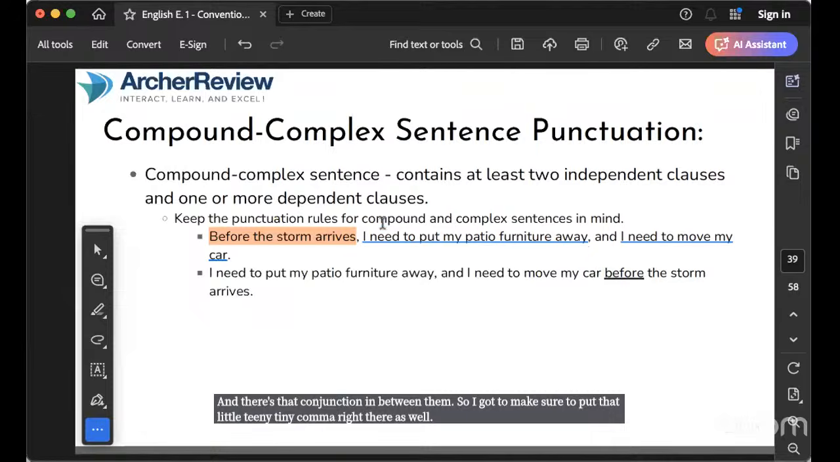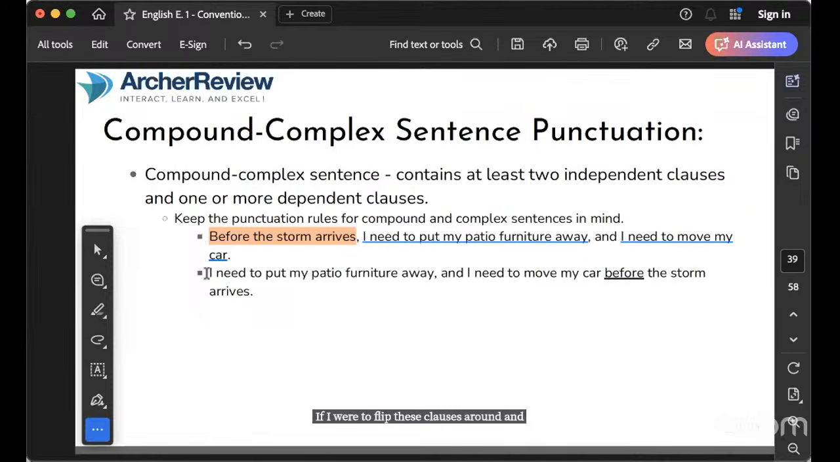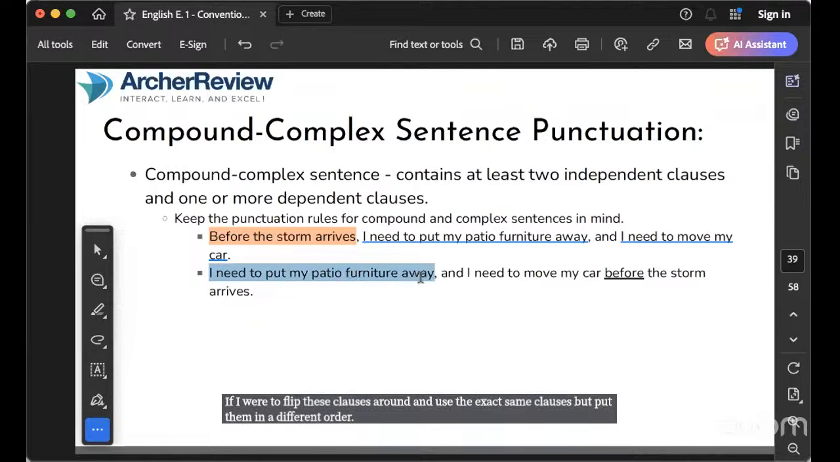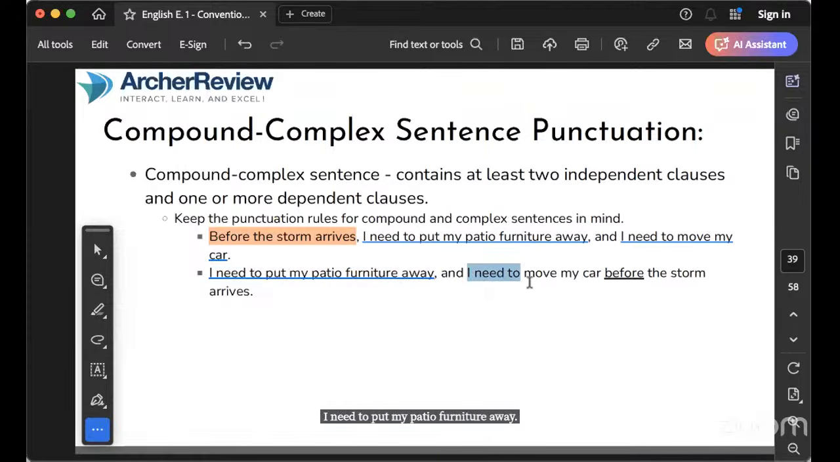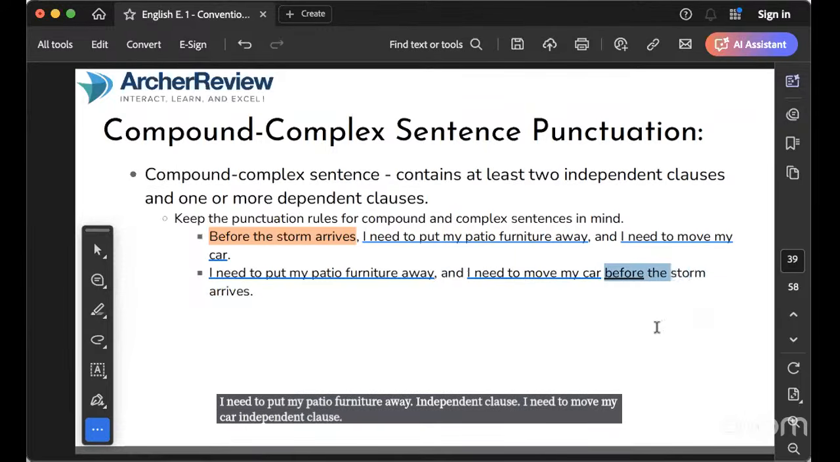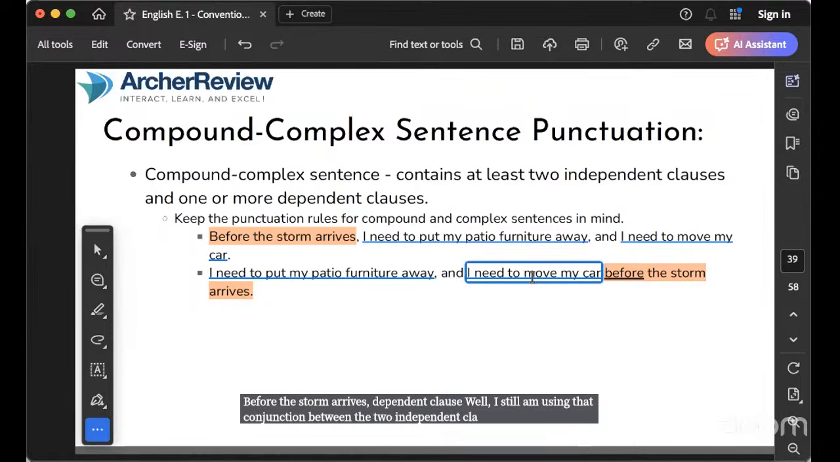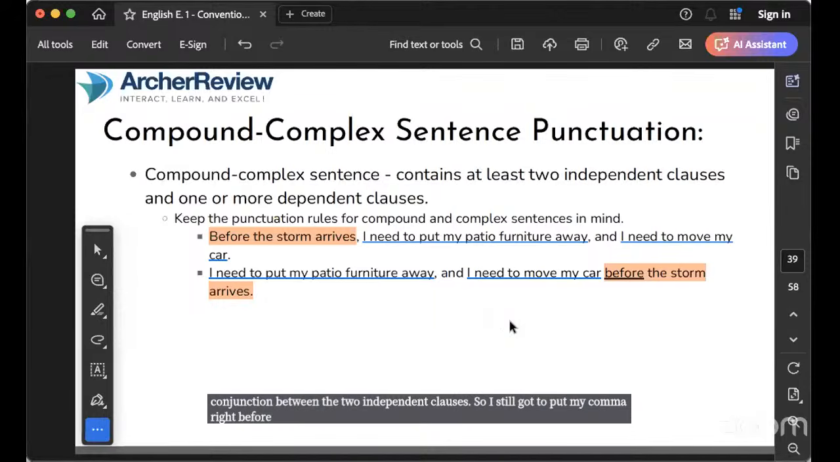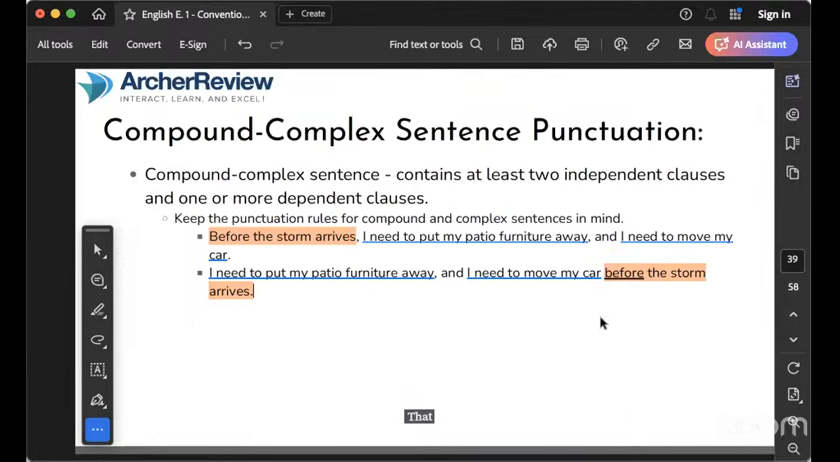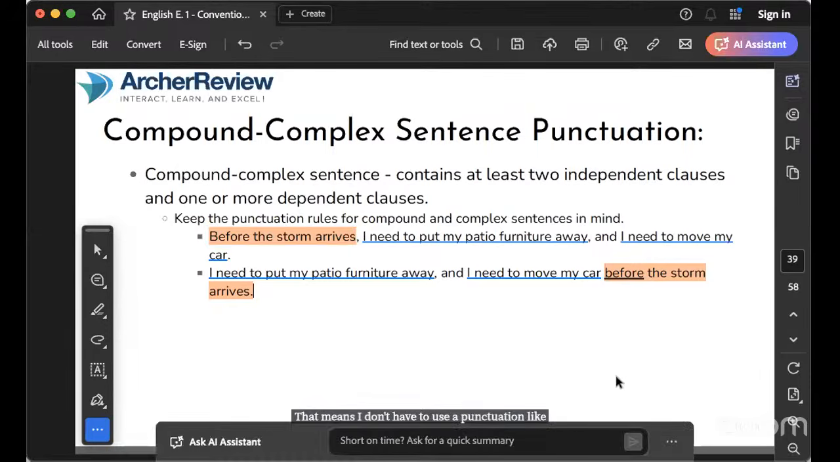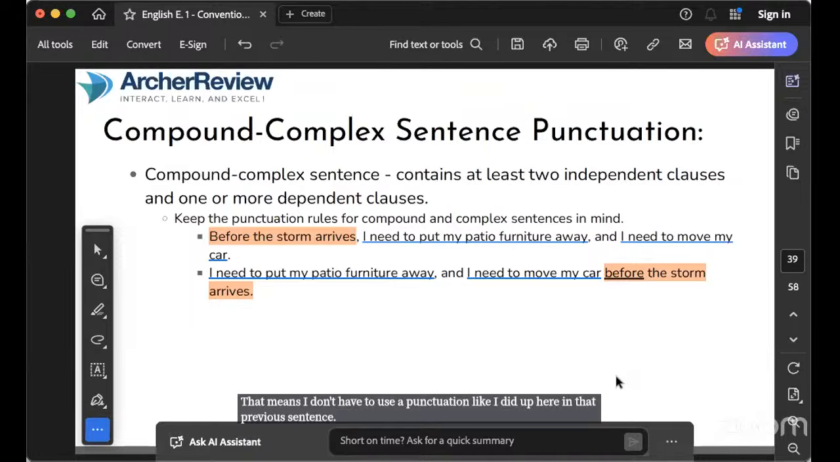If I were to flip these clauses around and use the exact same clauses but put them in a different order, I need to put my patio furniture away, independent clause. I need to move my car, independent clause. Before the storm arrives, dependent clause. Well, I still am using that conjunction between the 2 independent clauses, so I still got to put my comma right before that conjunction. However, since I put the dependent clause after this independent clause right here, that means I don't have to use a punctuation like I did up here in that previous sentence. Everybody see that?